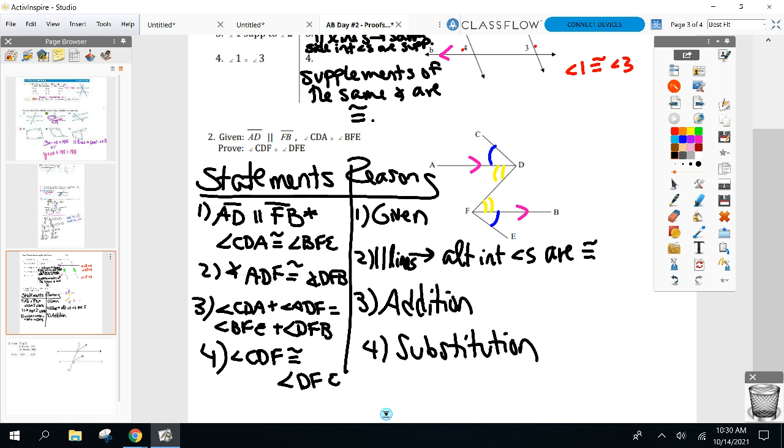Anything you want to ask? I know they're not easy, but it comes with practice. If they give you parallel lines, it's because they want you to find a special type of angle. In this case, it was alternate interior.